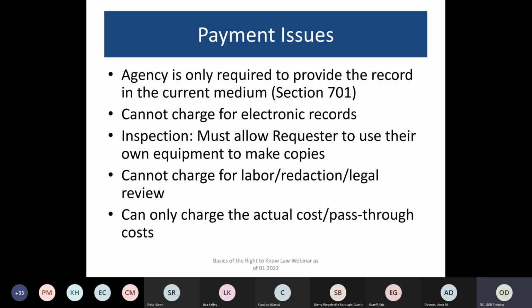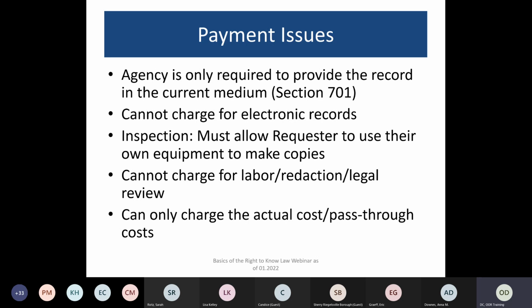Now, an agency cannot charge for labor, you cannot charge a redaction fee, or charge for any legal review. That's simply considered the cost of doing business under the right to know law process. You can only charge what are considered actual costs or pass-through costs. A good example of a pass-through cost would be postage. Someone requests hard copies, you can charge them for the copies themselves, and then you put them on your postage meter because they want them mailed. It's $3.15, so you can add the $3.15 onto the invoice.